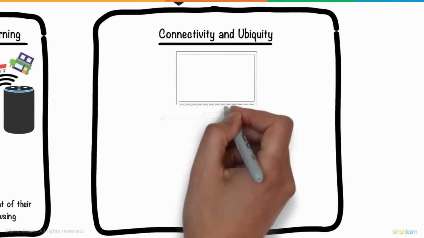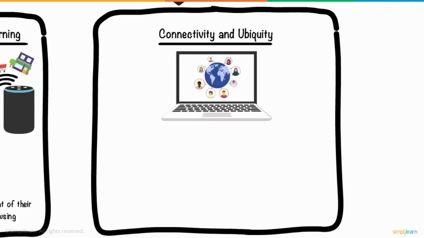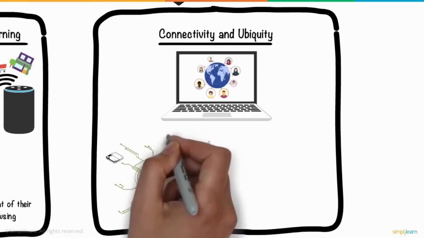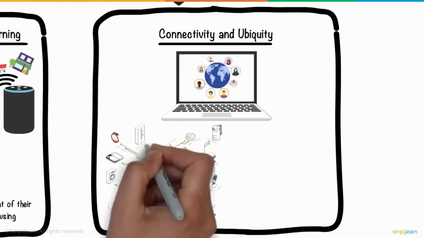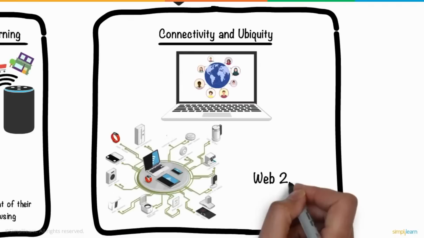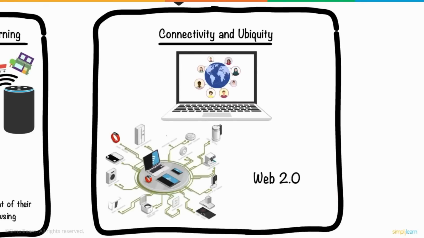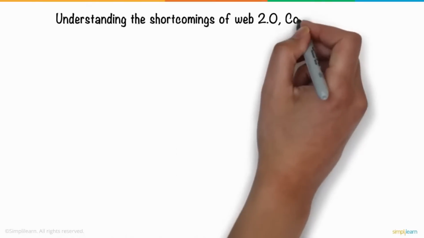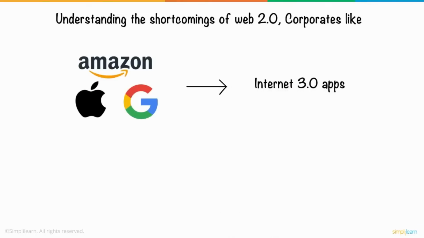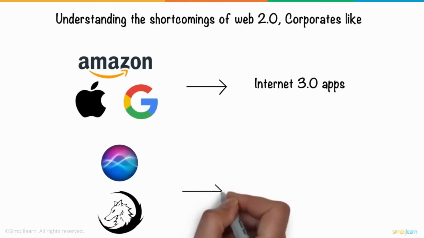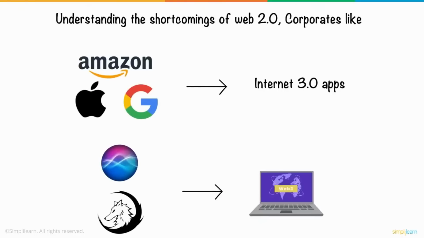Fourth is connectivity and ubiquity. In Web 3.0, the internet will be accessible to everyone, anywhere, at any time, because IoT, Internet of Things, technology will launch in several new smart devices. These internet-connected devices will no longer be limited to PCs and smartphones, as they were in Web 2.0. Understanding the shortcomings of Web 2.0, corporates like Amazon, Apple, and Google are transforming their existing services into Internet 3.0 apps that abide by these 4 principles. Siri and Wolfram Alpha are 2 applications that use Web 3.0 features.